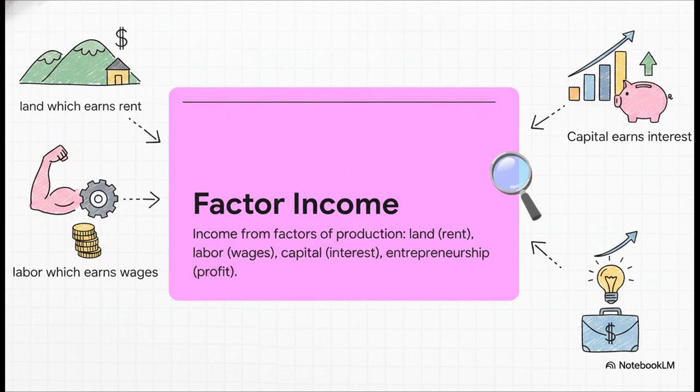See, in economics, all production needs four key ingredients, or factors. There's land, which earns rent. There's labor, which earns wages. There's capital, like machinery, which earns interest. And there's entrepreneurship, the big ideas, which earns profit. Every single dollar of income in an economy can be traced back to one of these four things.